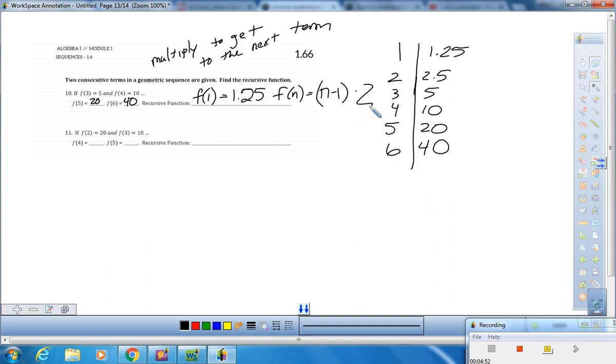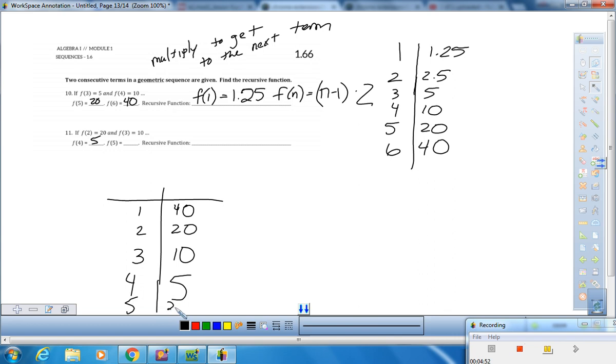Okay? f of 2 is 20. f of 3 is 10. So now it's getting smaller. The second one is 20. The third one is 10. So what's the first one? The first one must be 40. The fourth one would be 5. And the fifth one would be 2.5.